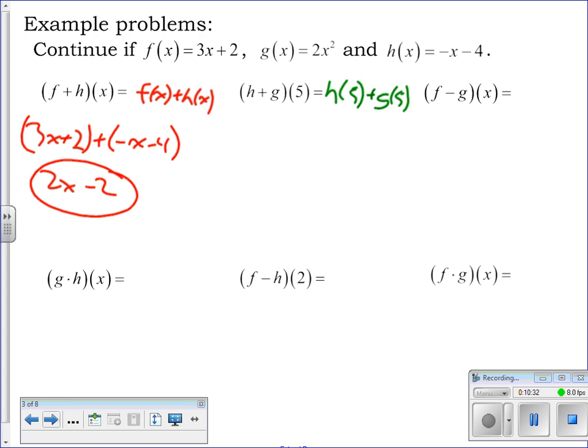So I want to know what h of 5 is. Well, h of 5 means I put 5 in for x. So that means I have negative 5 minus 4 plus, put 5 into g, 2 times 5 squared. Okay, negative 5 minus 4 is negative 9. 2 times 5 squared is 50, which means that I get 41.